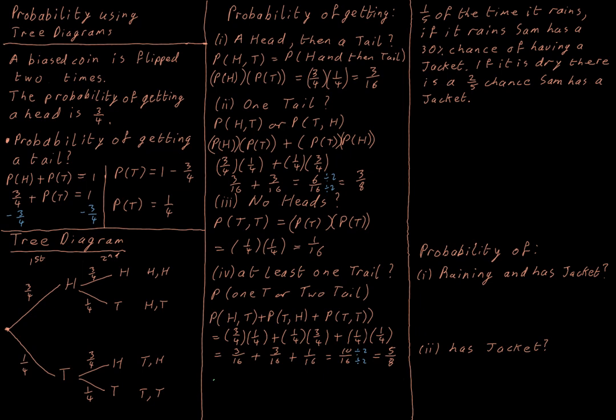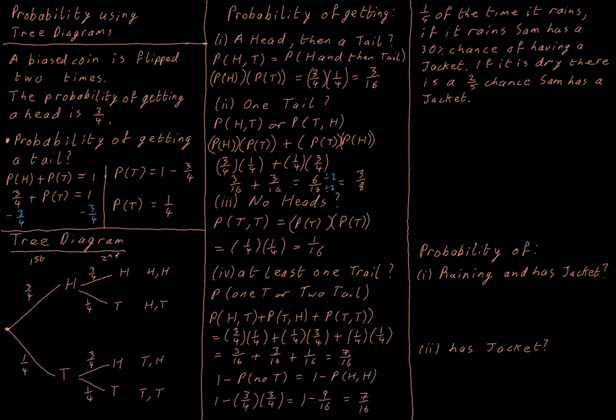This is an important caveat to this. There's another way to look at it. At least one tail would be the opposite of getting no tails. So that would be 1 minus the probability of getting no tails, which would be a head and a head. So let's write out the way we'd structure that.